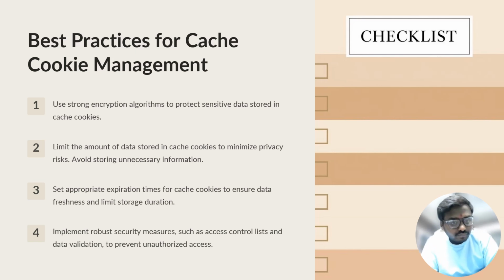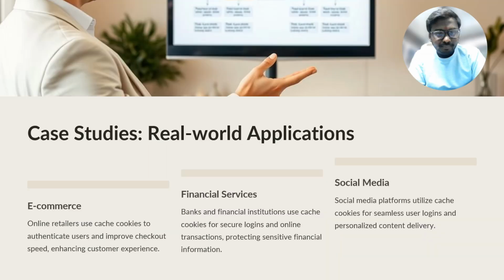Implement robust security measures such as access control lists and data validation to prevent unauthorized access. It means we have to implement robust security measures for controlling the list of data or cache cookies and manage validation of data to prevent unauthorized access. It should not allow any of the data from the cache cookies to be accessed by other websites.